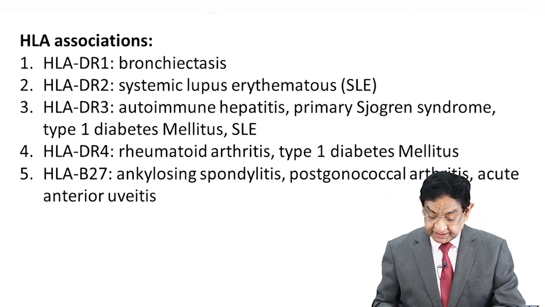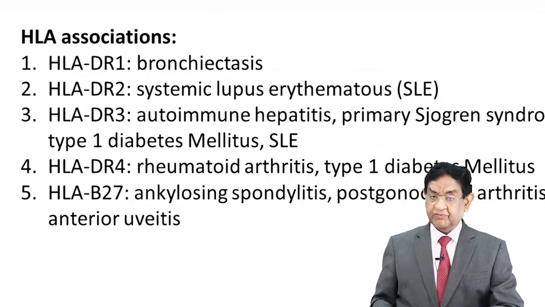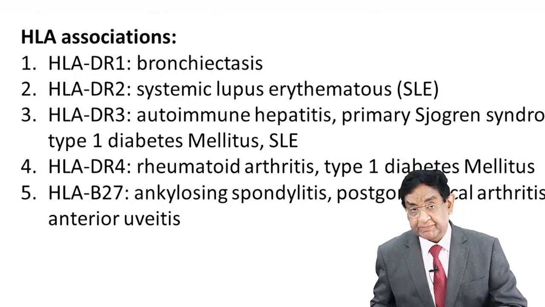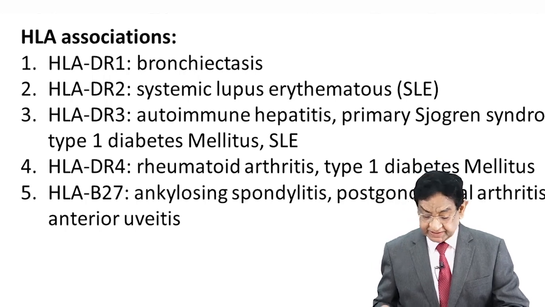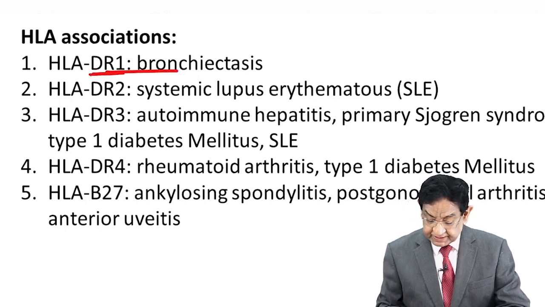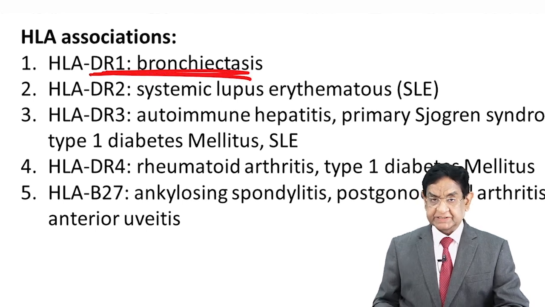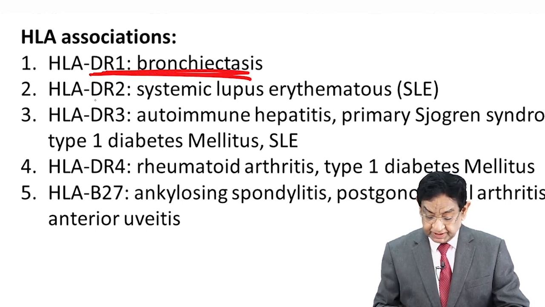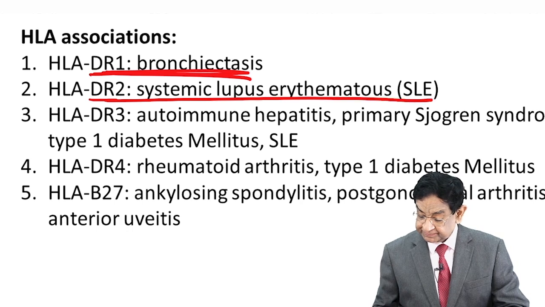So let us see the genes involved, the various types of HLA involved in various conditions. HLA-DR1, this we see in bronchiectasis. That's the answer also. DR2, SLE.